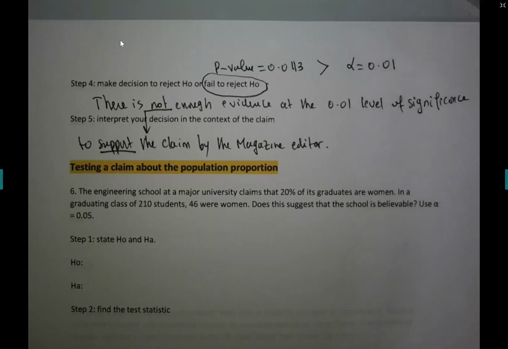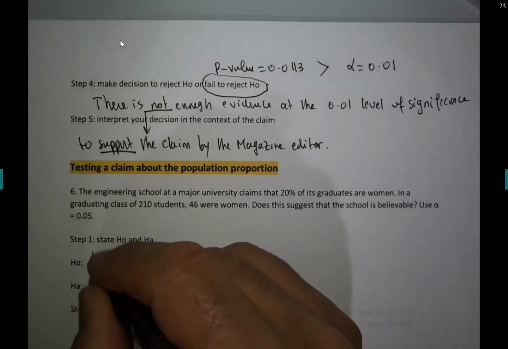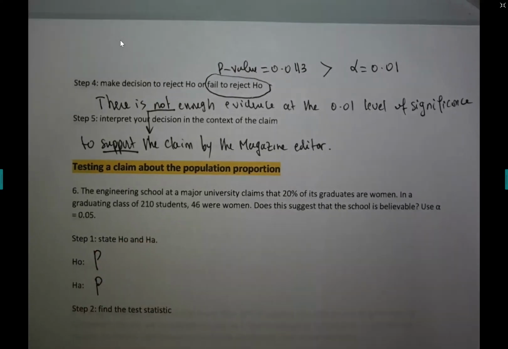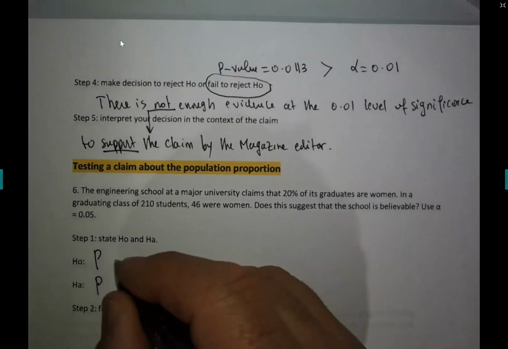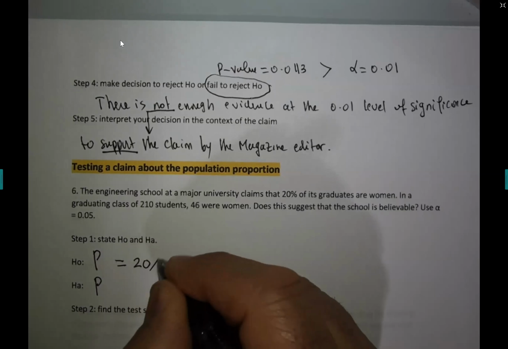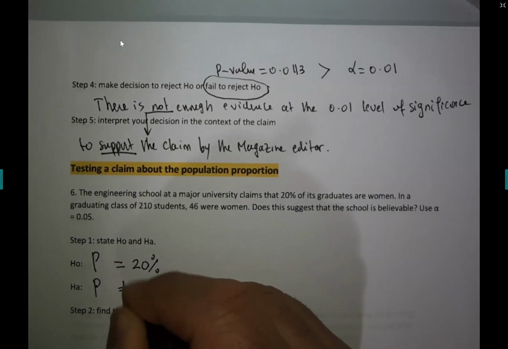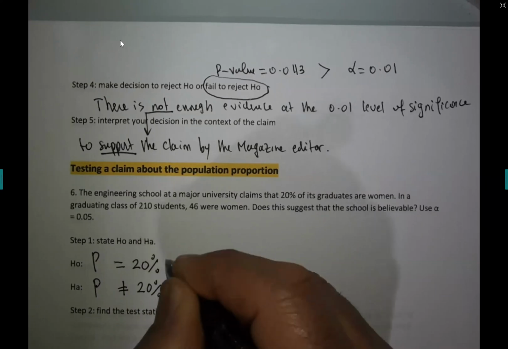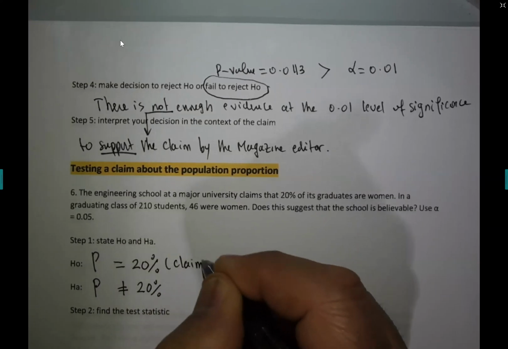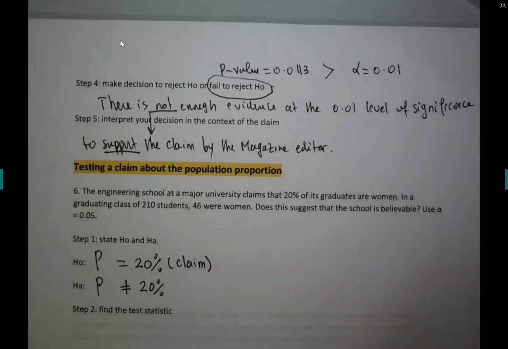Okay, guys, can you tell me what would be the null and the alternative hypothesis? The engineering school is making a claim that 20% of its graduates are women. So once you start talking about the percent, guys, it's a P here. What would be the null and the alternative? P equals 20%. Yes, and that's what their claim is. Very good.